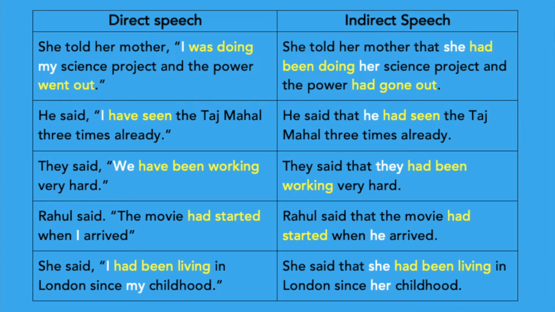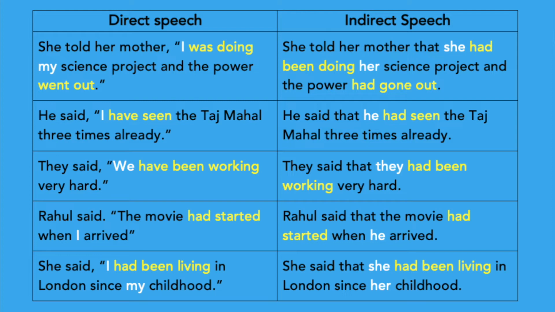She told her mother, I was doing my science project and the power went out. The answer would be, she told her mother that she had been doing her science project and the power had gone out. Was doing is a past continuous tense. It gets backshifted to a past perfect continuous tense, had been doing. And the power went out is past simple tense and it is backshifted to past perfect tense, power had gone out. So the sentence is, she told her mother that she had been doing her science project and the power had gone out. See the next one.